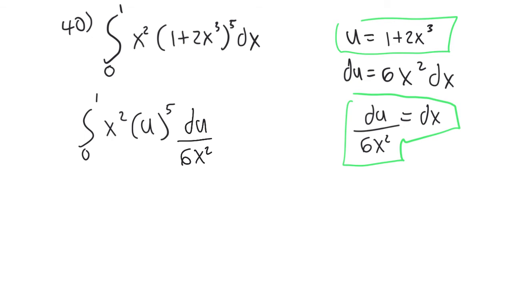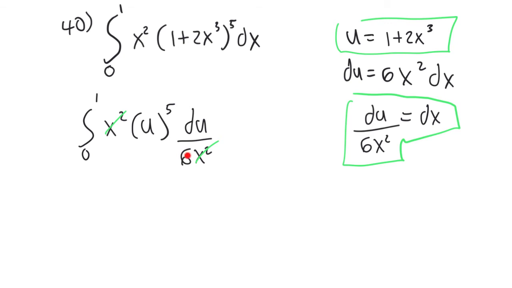Now, the good news is the x squareds cancel. In fact, that's what you want. That's how you know that you're on the right track. What you don't want is a mix of u and x's together. That's like an impossible situation, or certainly a situation that's not helpful. So we have x squareds canceling. We do have the 6 on the bottom.